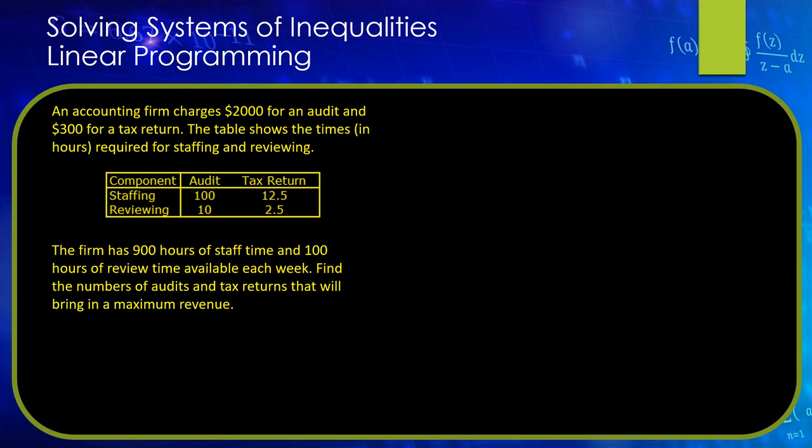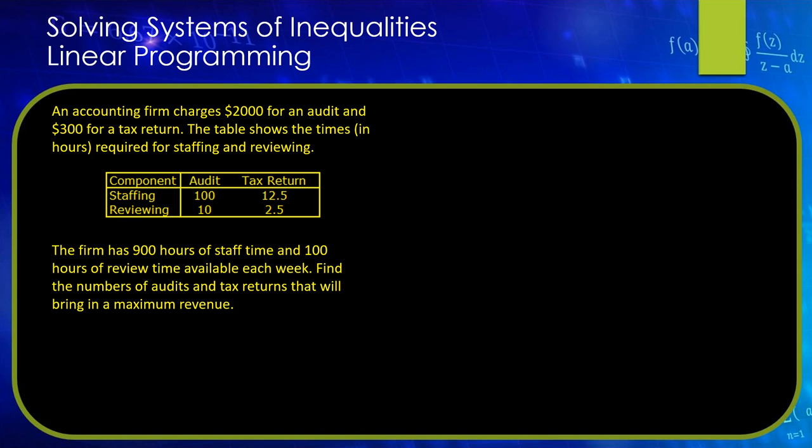An accounting firm charges $2,000 for an audit and $300 for a tax return. The table shows the times in hours required for staffing and reviewing. So based off of this, for an audit, it takes 100 hours to staff an audit, and it takes 12.5 hours to staff a tax return. To review an audit, it takes 10 hours, and to review a tax return, it takes 2.5 hours. The firm has 900 hours of staff time and 100 hours of review time available each week. Find the numbers of audits and tax returns that will maximize revenue.